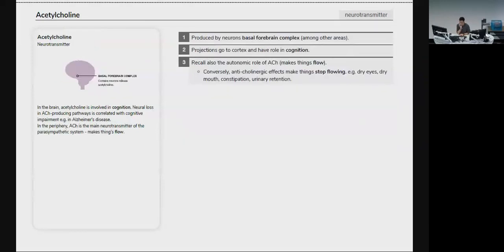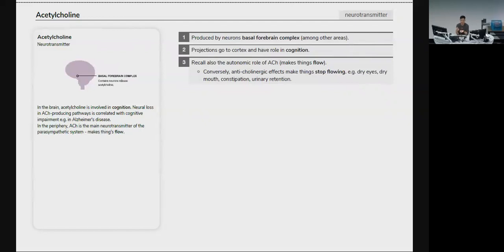So acetylcholine, this is not a monoamine, so we've finished the monoamines. Acetylcholine's another neurotransmitter in the brain, and you'll know acetylcholine as the primary neurotransmitter for the parasympathetic nervous system. But inside the brain, it's actually got a more interesting role. And in the brain, acetylcholine is all to do with cognition.